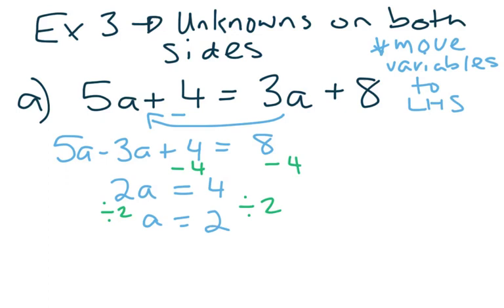And again, we can check these. So if we do 5 times 2 plus 4, we get 14. And 3 times 2 plus 8 is also 14. So again, we know that we're right there.